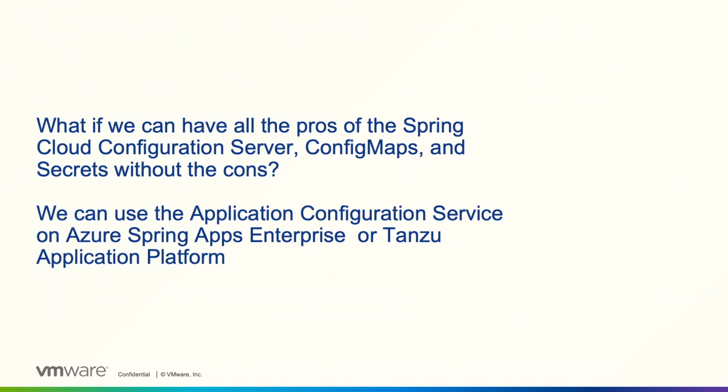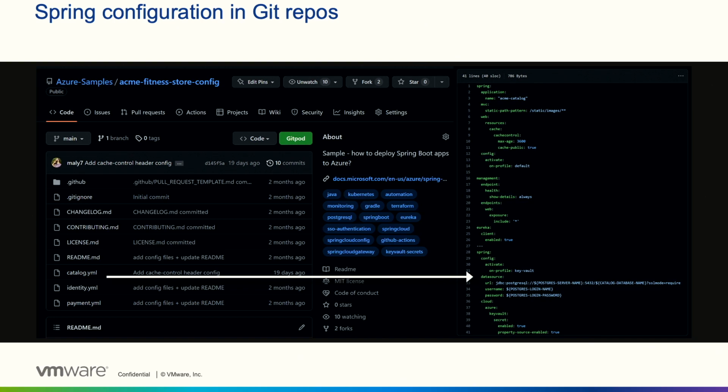But I'm going to ask this question. What if there was a way for you to get all of the benefits of the Spring Cloud Config server without any of the cons, okay? And all of the benefits of the Kubernetes config map without any of the cons? Does that make sense? What if you get the best of both worlds? That is what we do with something called the application configuration service.